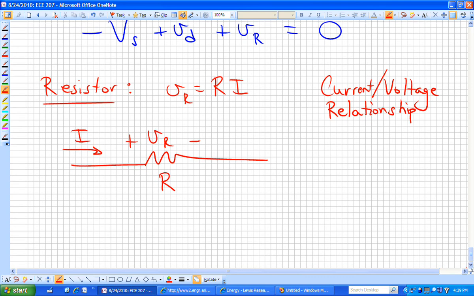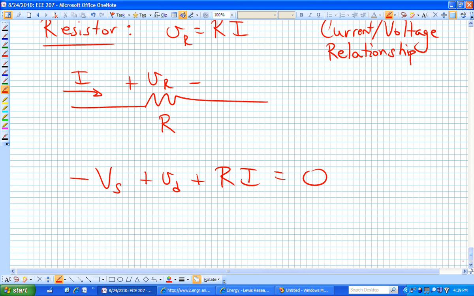We won't use that particular voltage, but we can now say V sub S plus V sub D plus R times I is equal to 0. We're trying to find what resistor we want so that we can pretty accurately determine that we want 20 milliamps flowing through that diode. We'll be given a particular battery, maybe a 9-volt battery. But we can solve this equation for R.